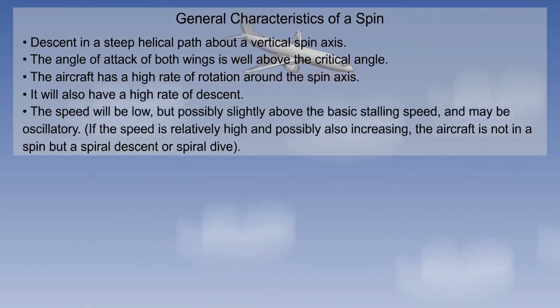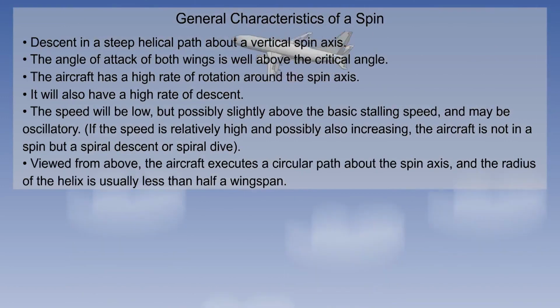The speed will be low, but possibly slightly above the basic stalling speed, and may be oscillatory. If the speed is relatively high, and possibly also increasing, the aircraft is not in a spin, but a spiral descent or spiral dive. Viewed from above, the aircraft executes a circular path about the spin axis, and the radius of the helix is usually less than half a wingspan.